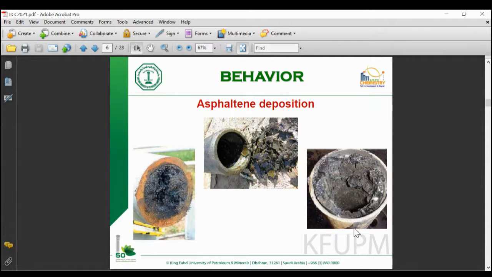When the crude oil flows or is transported through the pipes, it deposits inside the walls. And you can see sometimes it is fully blocked. Sometimes you can scrape it, and then you can see others also. So asphaltene is the cholesterol of the crude oil.